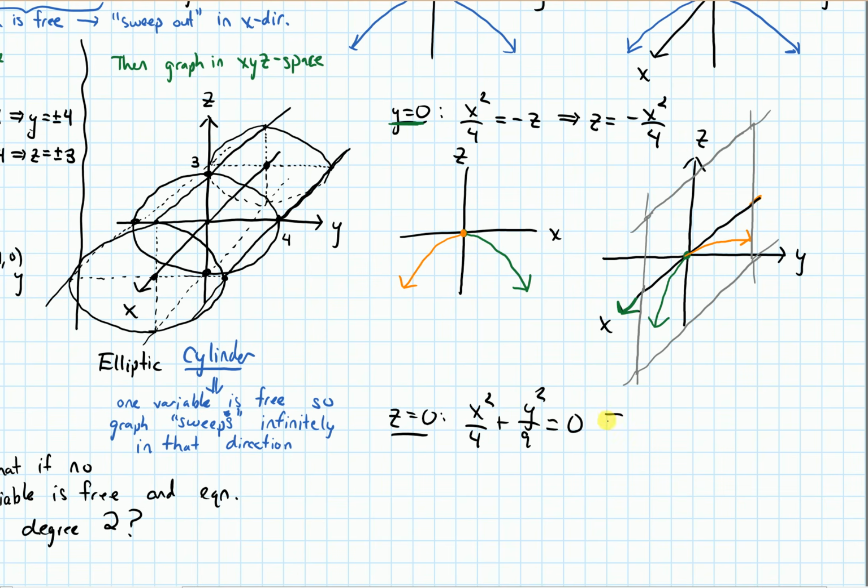And thinking about this, there's only one choice of x and y that satisfies this equation, because the squares make everything non-negative. So the only way for it to equal 0 is if x equals 0 and y equals 0. And that means that our graph for this cross-section is actually just one point. It's the point where x is 0, y is 0, and z is 0, because that was our restriction we were looking at.